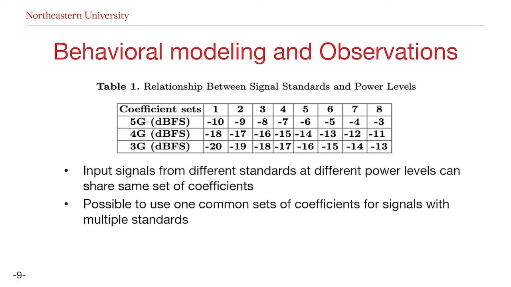This table shows the results of the previous data collection. Table 1 here provides the actual mapping relationship between signals with different standards and the power levels. For example, in the first column here, as you can see, the 5G signal with minus 10 dBFS, the 4G signals with minus 18 dBFS, and the 3G signals with minus 20 dBFS are sharing similar coefficient sets. We try to maintain the model performance in an acceptable range, and this we will discuss in the next slides.